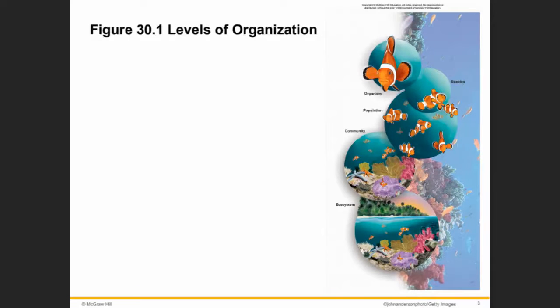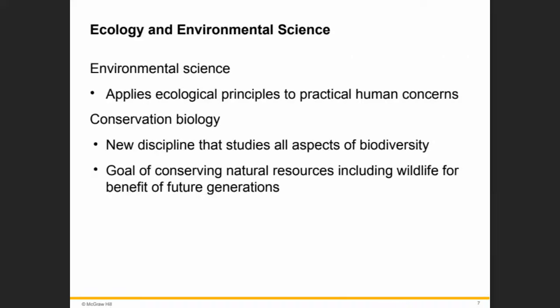Environmental science and conservation biology. Environmental science applies ecological principles to practical human concerns, and conservation biology studies all aspects of biodiversity. The goal is to conserve natural resources, including the wildlife, for the benefit of future generations.